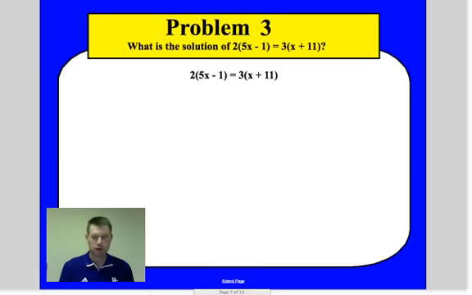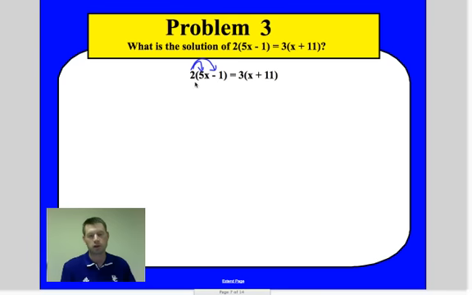So what we're going to look into now, problem number 3. What is the solution of 2 times the quantity 5x minus 1 equals 3 times the quantity x plus 11? Okay, so now in this case we have our parentheses. So going back to that concept summary, what we said is we have to clear these grouping symbols away. So we got to take things through. The distributive property goes through.